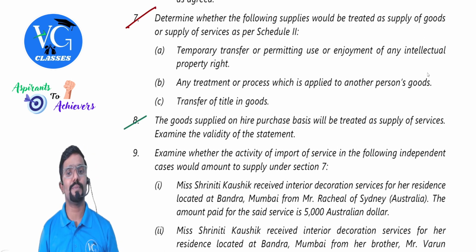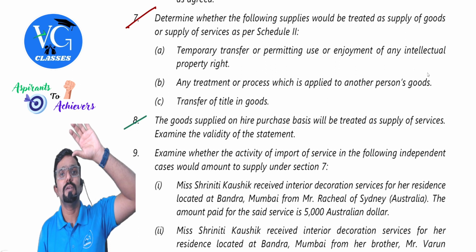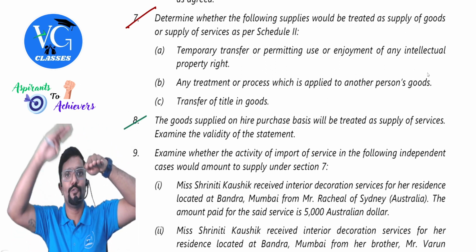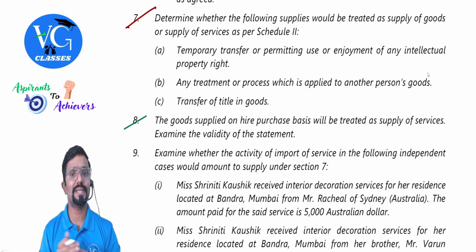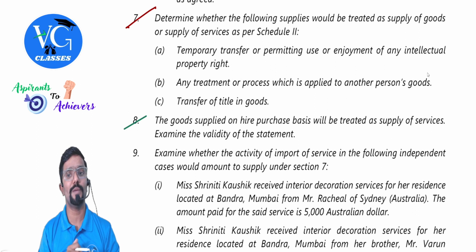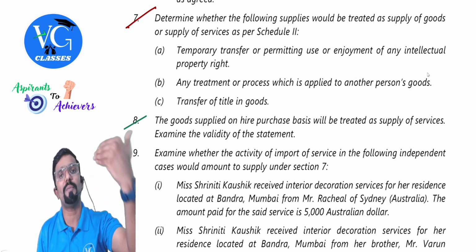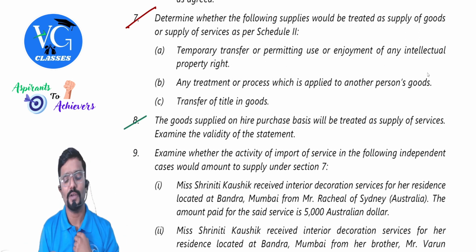Determine whether the following supplies would be treated as supply of goods or supply of services as per Schedule 2. Schedule 2 talks about what? We already identified the supply. Now we need to tell whether it is a supply of goods or supply of services. Temporary transfer or permitting use or enjoyment of any intellectual property right. Guys, if I have given my intellectual property right for you to use, what is it? Copyright, trademark and all. Supply of service.